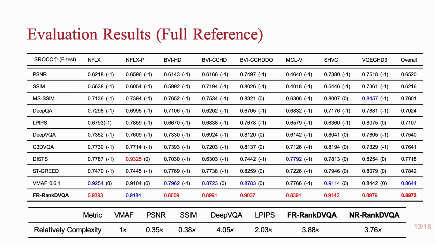The second best performer is VMAF. Based on the F-test results, their performance difference is significant on the BVI-HD and MCLV databases. In terms of complexity, the runtime of the full reference RankDVQA is 3.88 times lower than VMAF, similar to the underperforming deep full reference VQA method, deep VQA.